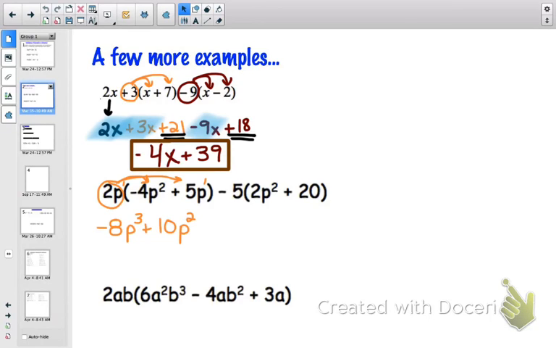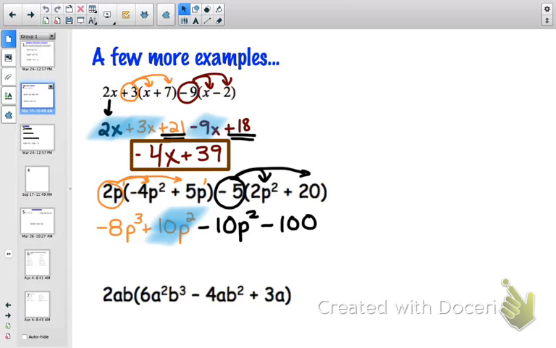All right, the parenthesis ended, so we move on to distribute the negative 5. There's no variable to distribute, so I just worry about changing my coefficient. Negative 5 times 2 is negative 10, and then keep the p squared. Next, negative 5 times positive 20 is negative 100.